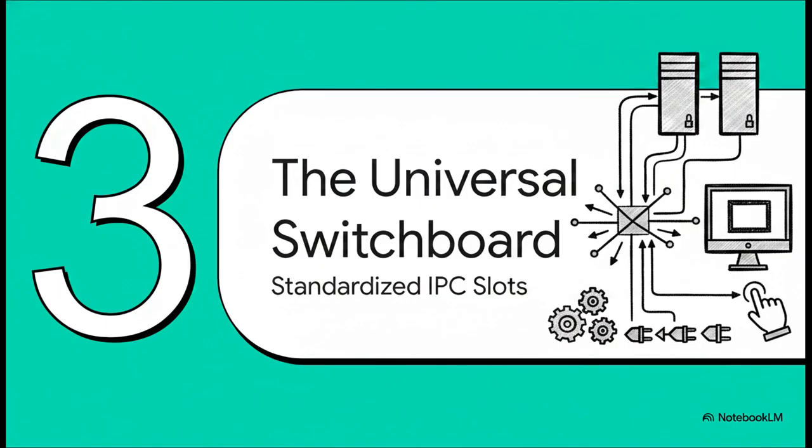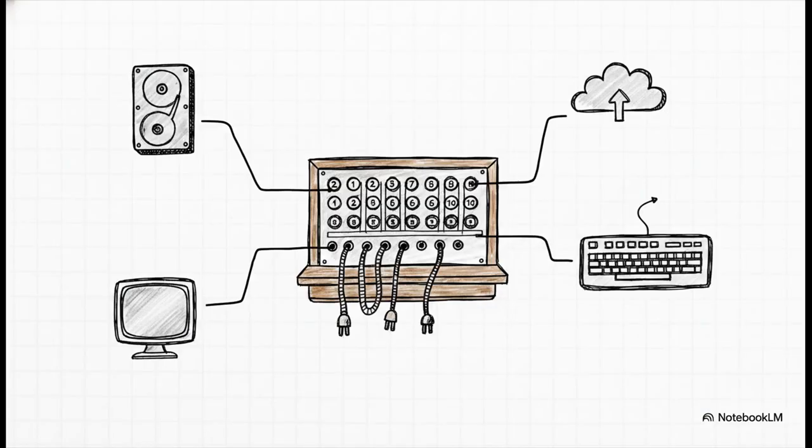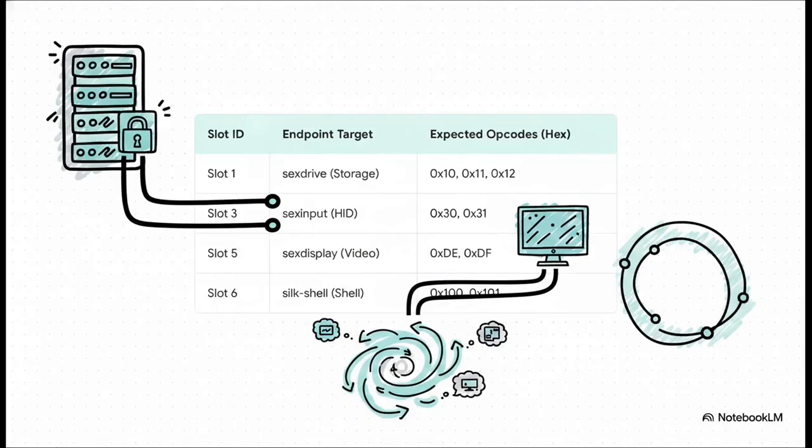That brings us to the second half of our blueprint, the communication system. The solution is basically a universal switchboard, a system-wide phone book. Instead of programs having to guess or hunt around to find where other services are, the map defines a standardized list of addresses. It calls them well-known slots.